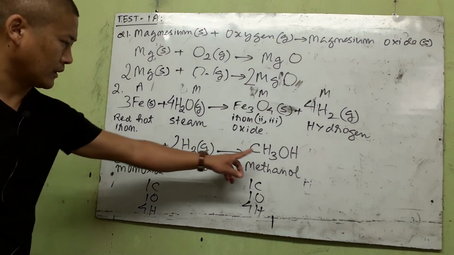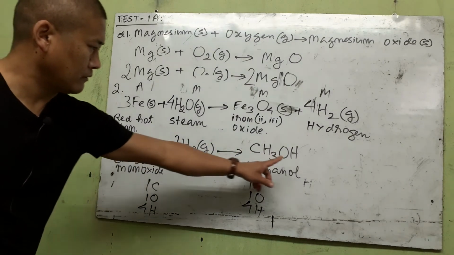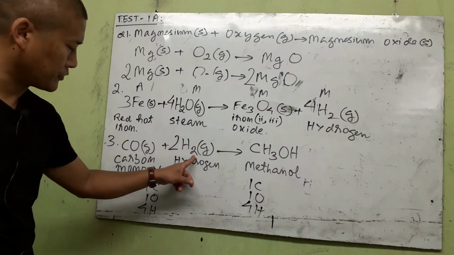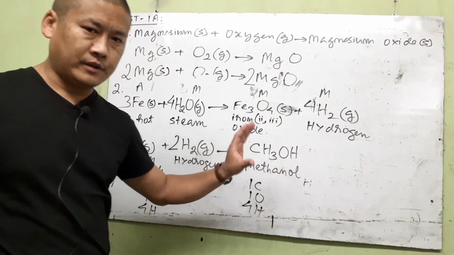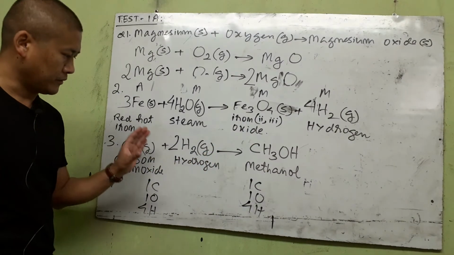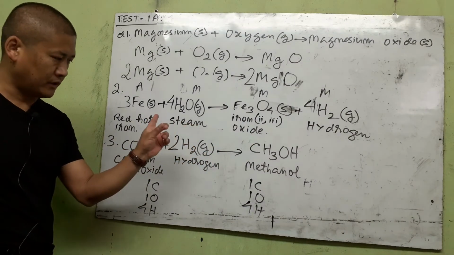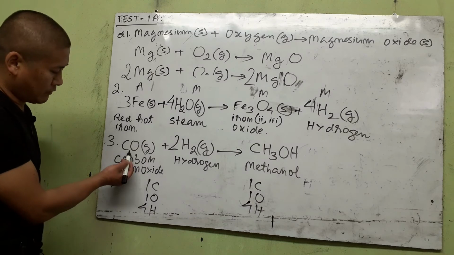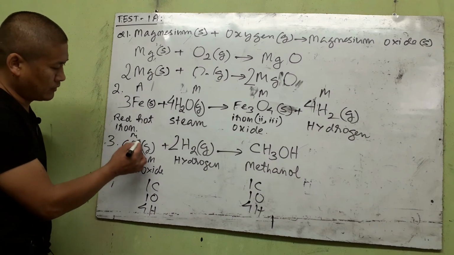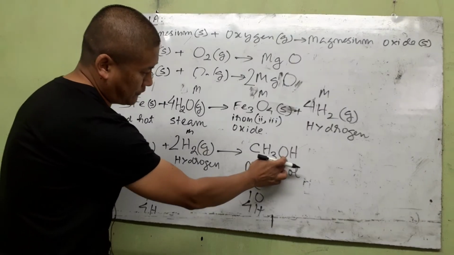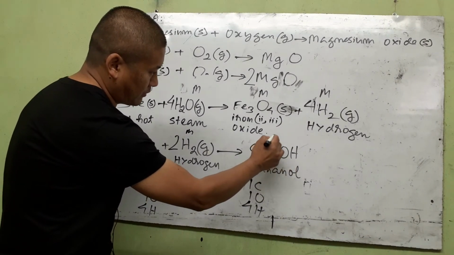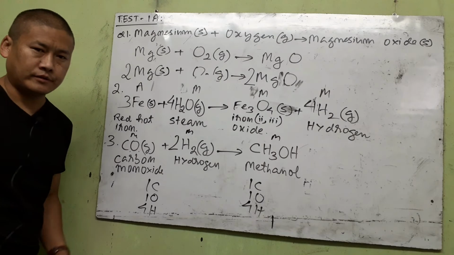Now let us count once. 1 carbon, 1 carbon, 1 oxygen, 1 oxygen. 2 2s are 4 hydrogen. 3 plus 1, 4 hydrogen. So this is a balanced chemical equation. Let's now sort out which are molecules and which are atoms. Back here 1 and 1, so 2, so molecule. 2, so molecule. 1, 3, 4, 5, 6 atoms, so molecule. Everything is molecule here.